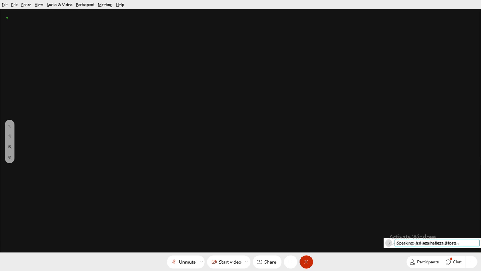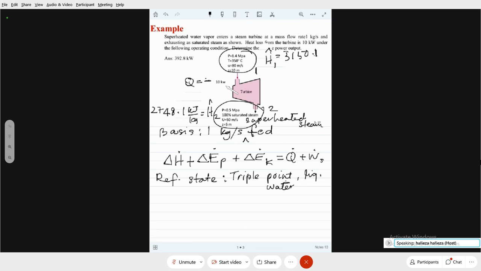Okay, guys, I already wrote down the value. I'm going to show you the value from just now, 3150.1. The unit is kilojoules per kilogram. So we have our enthalpy 1 and enthalpy 2. From those values, we should be able to get delta H, the specific value, but we don't want the specific value. What do we want?